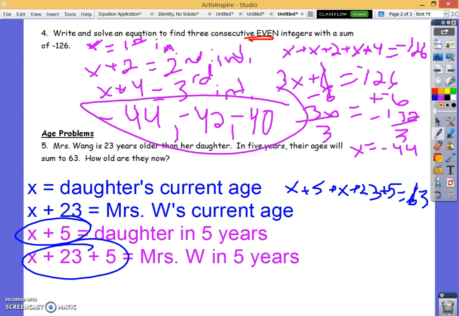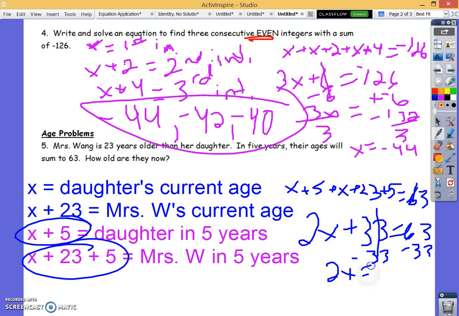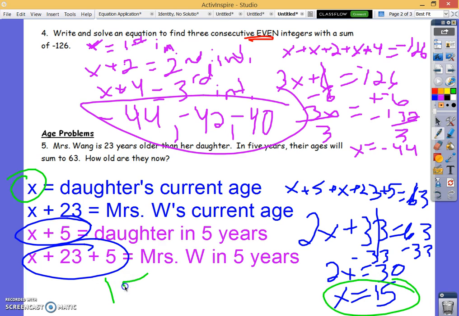So what I'm going to do next is combine my like terms. 2x plus 33 equals 63. And then I have to subtract 33 from both sides, and I get 2x equals 30. And you divide and you get x equals 15. Now that's just the daughter. We want to know both of them. Now the daughter was X, so that's her current age. So her current age is 15, and then we have to add 23 to get to the mom. So the mom is 38.